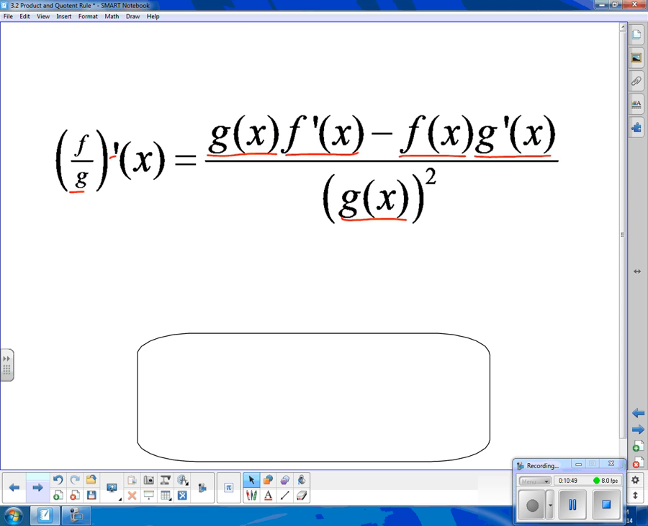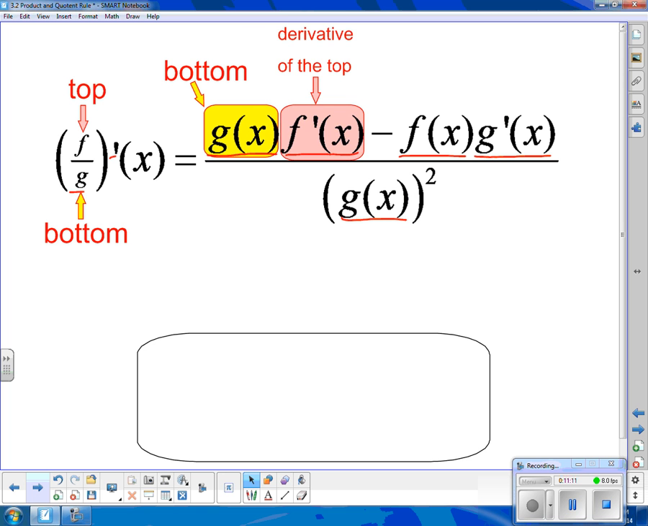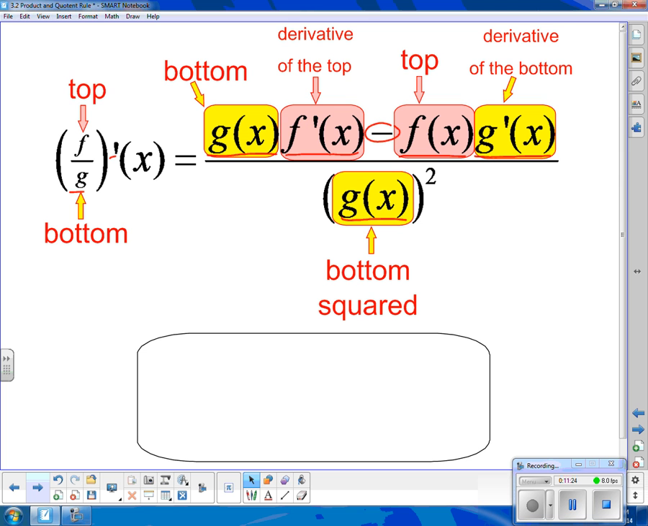Another way to think about it is just to refer to the function f, which is in the numerator, as the function on top, and then g as the function on the bottom. And then this mnemonic or repetitive sequence of words is kind of where some people go to remember. So we take the bottom function times the derivative of the top, so it's bottom, derivative of the top, minus top times derivative of the bottom, and that is all over the bottom squared.